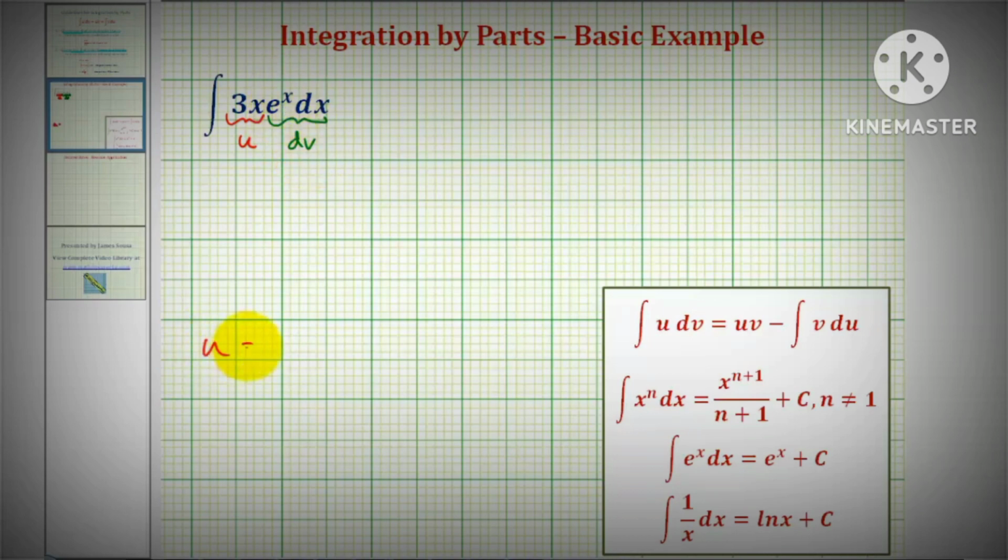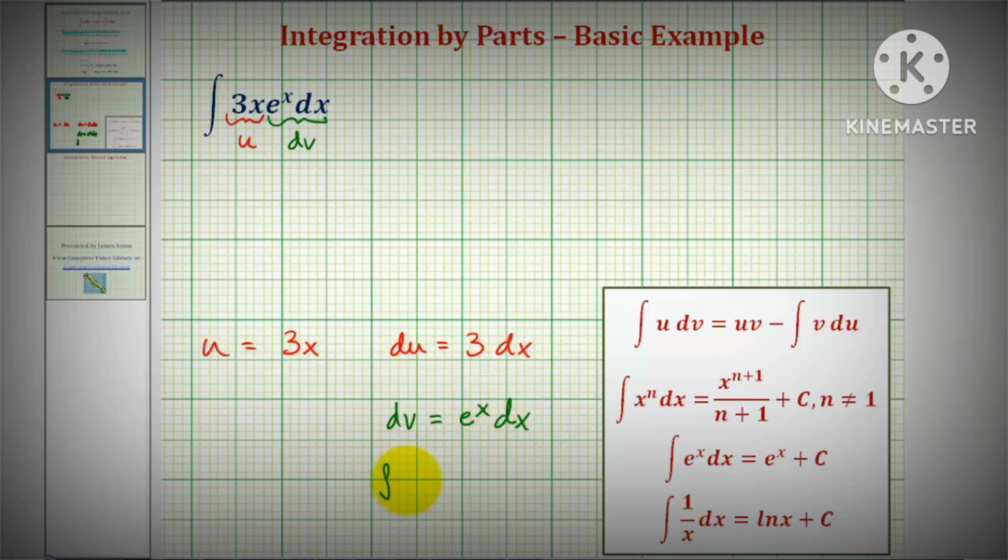So if we let u equal 3x, then differential u would just be u prime times dx, or just 3 times dx, or 3dx. And if dv is equal to e to the x dx, we need to integrate both sides of this equation to find v. Let's go ahead and show that.